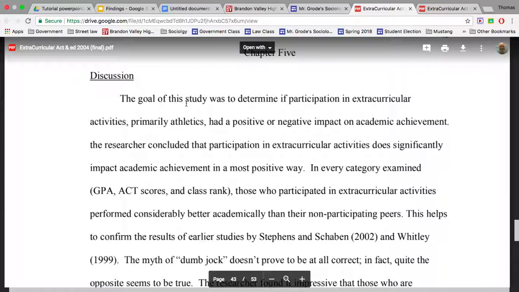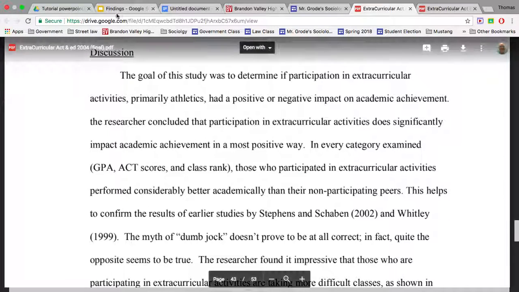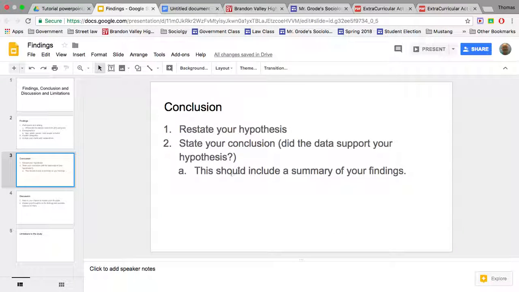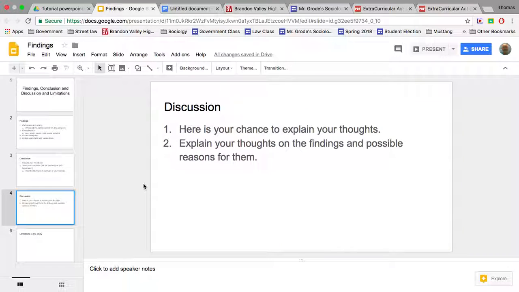And I restated the hypothesis in here. And then did my hypothesis turn out to be true? And then basically a summary of the findings here. Doesn't have to be as specific as before, but kind of summarize that. And again, if you want to read a conclusion, go to page 43 of mine, and you can do that. Then the next part of your paper, next heading there, is discussion.